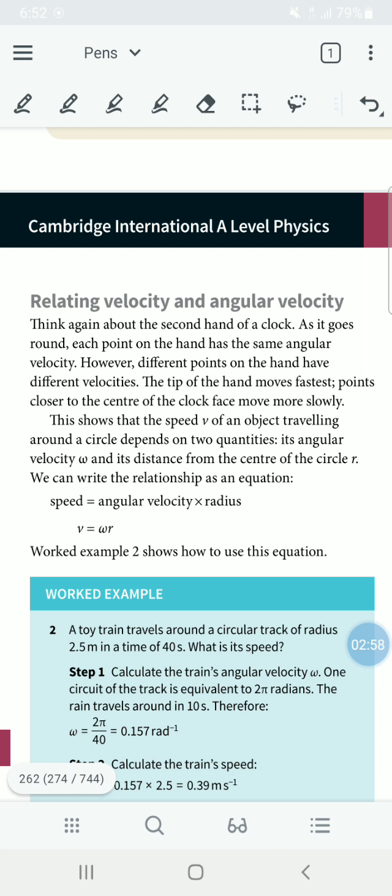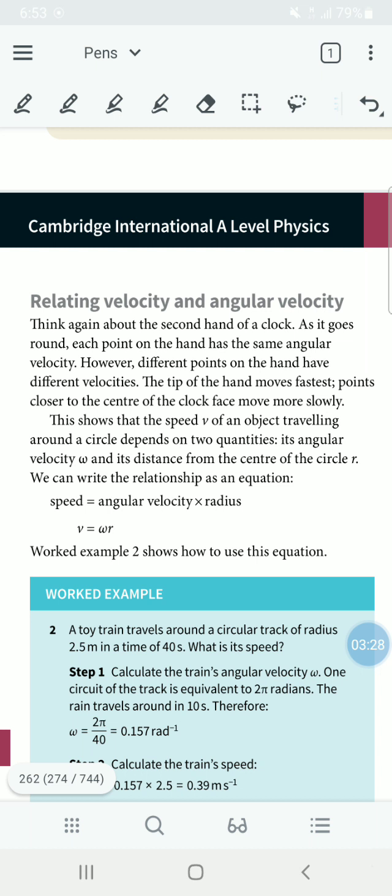This shows that the speed v of an object traveling around a circle depends on two quantities: its angular velocity omega and its distance from the center of the circle r. We can write the relationship as an equation: speed equals angular velocity into radius, v equals omega r. Now we have two equations. We know that omega equals delta theta divided by delta t, and now we have another equation for speed: speed equals angular velocity into radius.